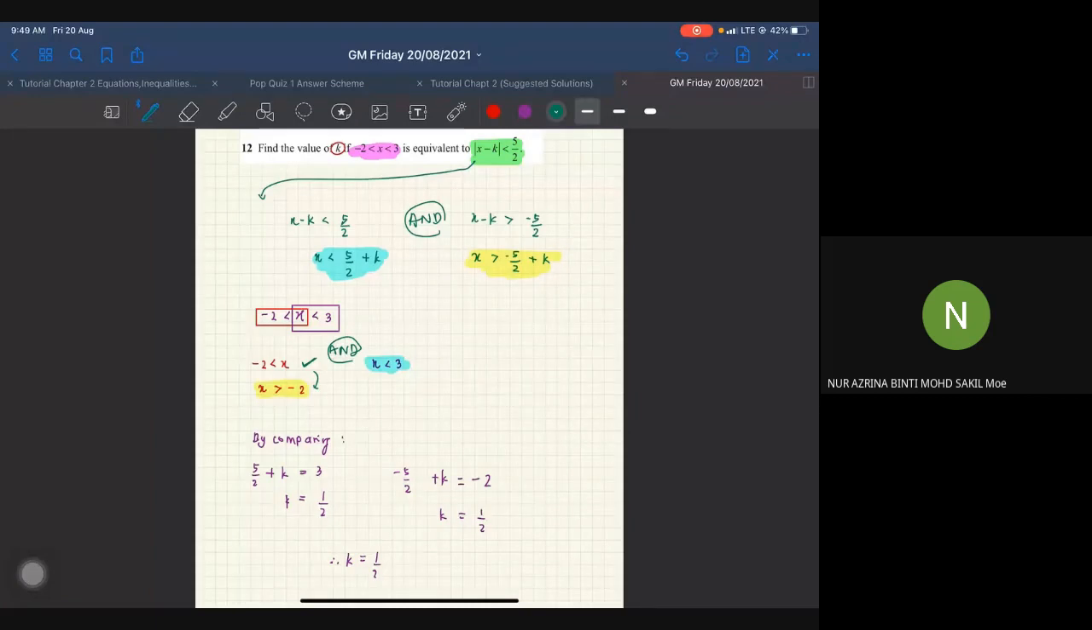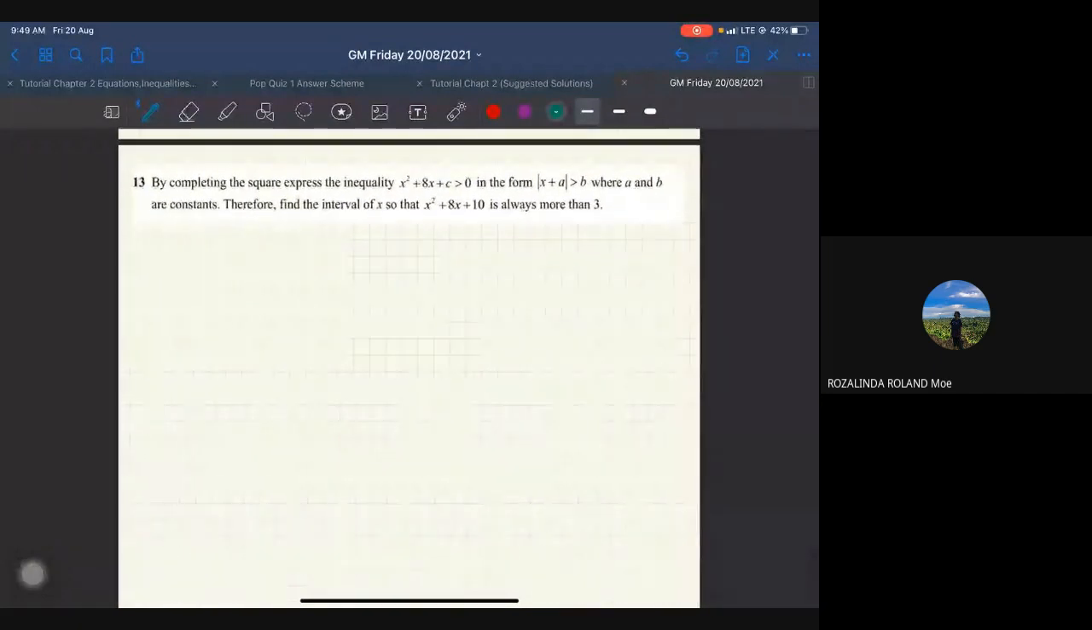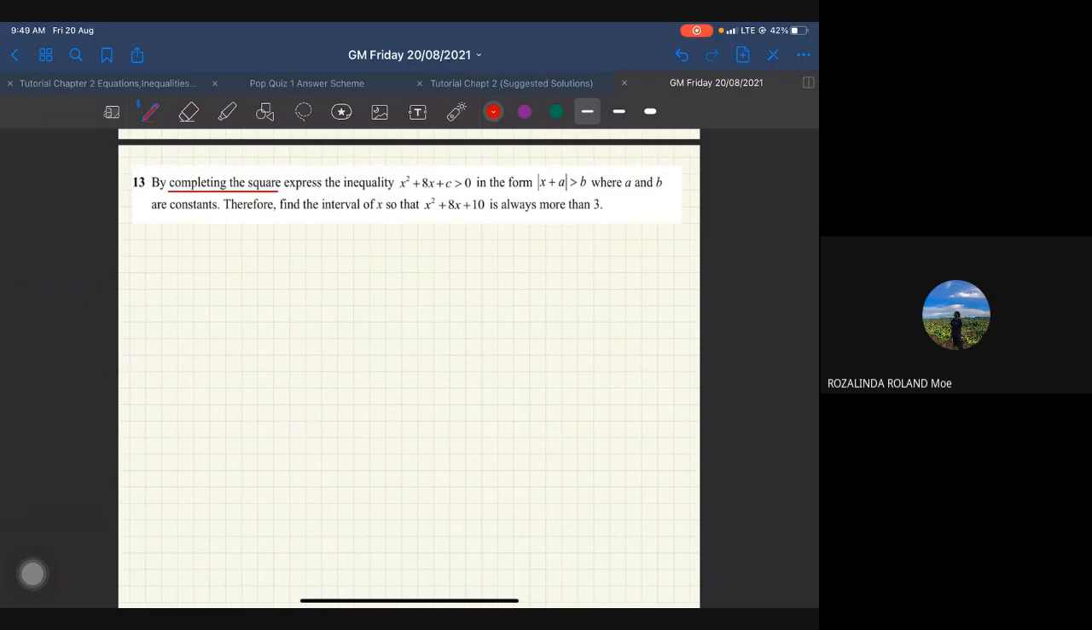Okay. So soalan nombor 13. Alright. So kita baca dulu soalan betul-betul. Okay, so soalan cakap by completing the square. Okay, so soalan dah mention awak kena guna completing the square. Express the inequality x square plus 8x plus c greater than 0 in the form of modulus x plus a greater than b. Okay, so dia nak awak express ni jadi this one. By using completing the square.